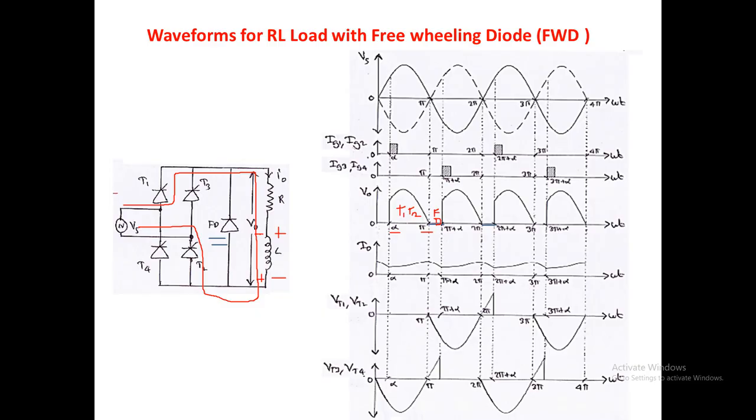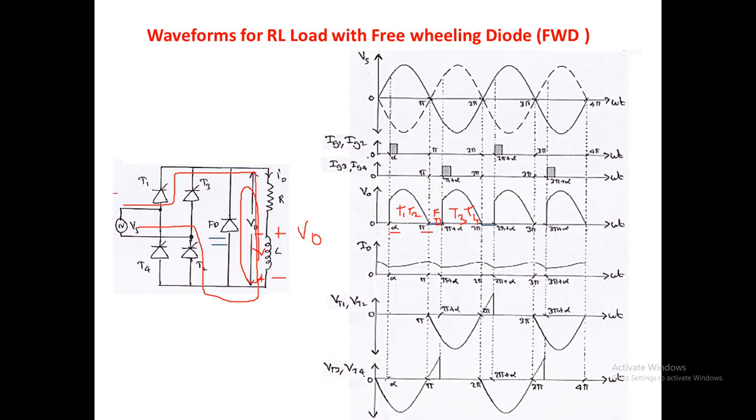The freewheeling diode will be conducting, and the inductance stored energy will flow like this, that is, in the downward direction, and the inductance stored energy will be dissipated like this. After the dissipation of the inductance stored energy, the next pair of thyristors T3 and T4 will come into conduction. During the freewheeling diode conduction, the output voltage V0 is directly short circuited by the freewheeling diode, so the output voltage will be 0. So it eliminates the negative spikes on the output side.